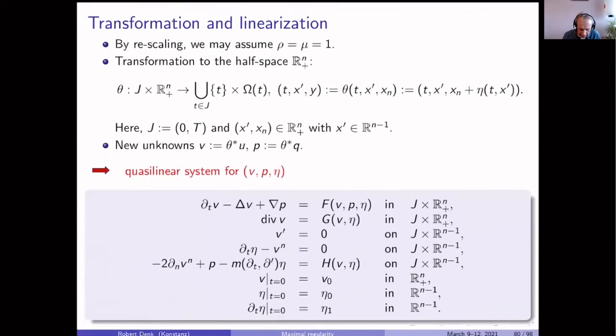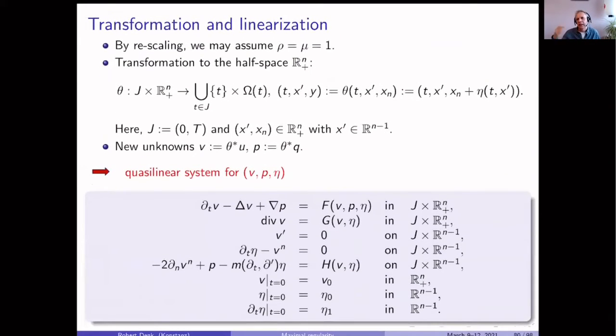Okay, and the steps we do to prove this are the standard machinery, the standard program. We take a Hanzawa transform, we transform it to a fixed domain. Here we have not been as clever as Mads in his talk. We take the straightforward transform, where our theta maps (t, x', x_n) to (t, x', x_n + eta). You see, if x_n equals 0, then I'm exactly on the boundary of my variable domain. So this is the naive approach to a transformation.